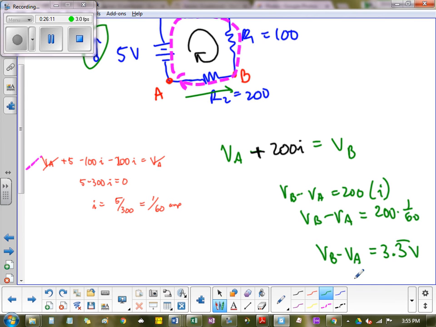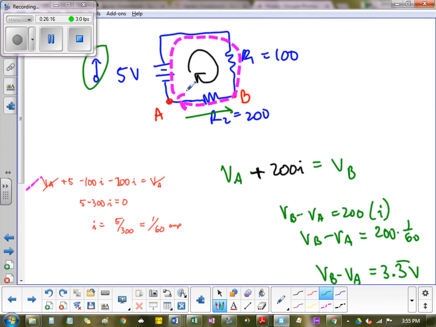And notice it's a positive number. It's actually a positive number. Why? Both of them were. It's because B is bigger than A. There's actually a higher potential at B than there is at A. How do I know that? Well, VB minus VA is positive, for one thing, right?